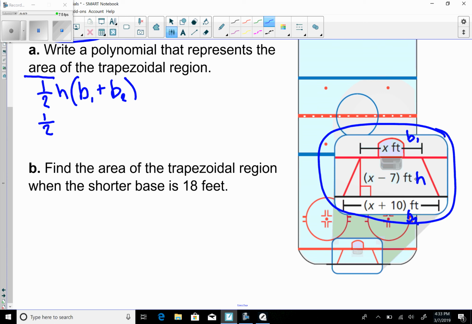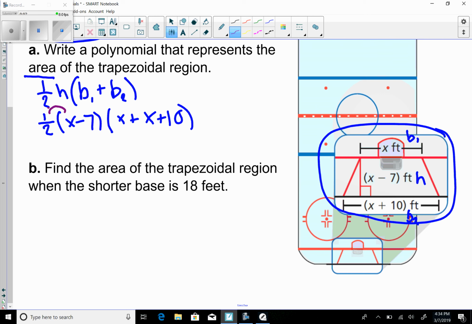So 1/2, your height is x minus 7. And then your first base is just x. And then your second base is x plus 10. So from there, you're just doing a whole bunch of multiplying together, foiling. Again, should call it the distribution method. But since I don't have enough room to do the box method, I am just going to do the distribution method.